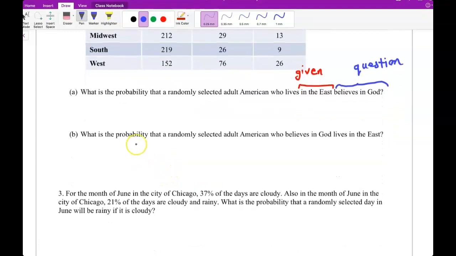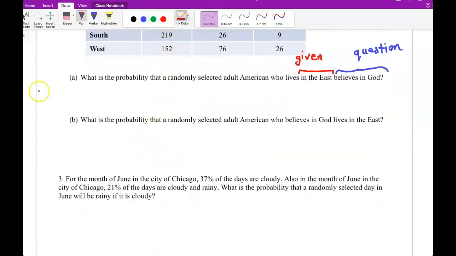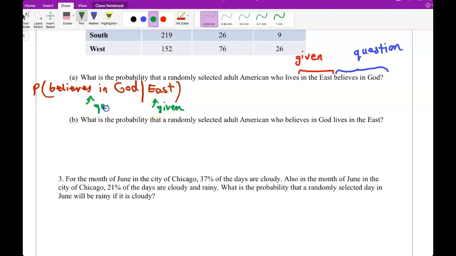So what I'm going to write here is the probability of, first I have that question, believes in God. And we already know that that person is in the East. On this part we have what is given, and this part is our question.